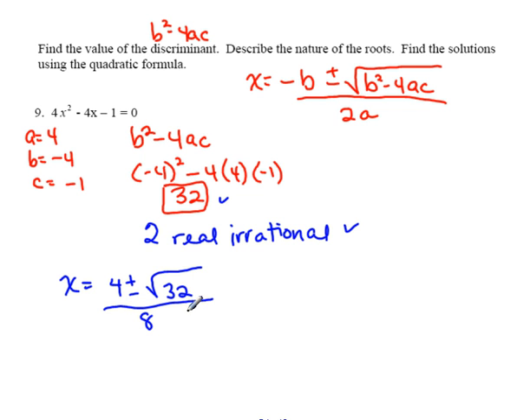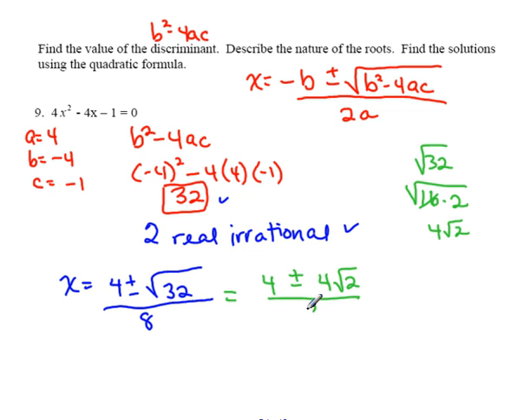This is your answer, but it may or may not be in simplified form. If the radical can be simplified, then it is not in simplified form. So we need to simplify this radical. So over to the side, I'm going to simplify the square root of 32. Recall that that's 16 times 2. Take out the perfect square, so it will simplify to 4 square root of 2.